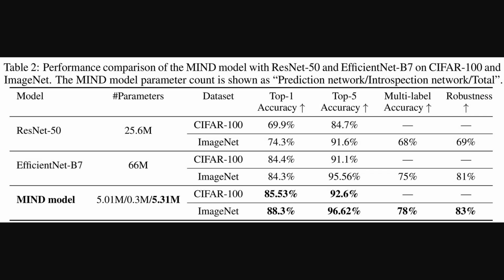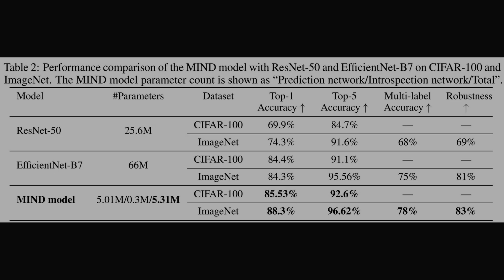Okay, so this table on page 8 really drives home the efficiency point we've been discussing. On ImageNet, the MIND model achieves a remarkable 96.62% top 5 accuracy, with only 5.31 million parameters. This significantly outperforms both ResNet50 and EfficientNet B7, which use substantially more parameters, underscoring the power of its adaptive computation. It's a clear win for efficiency and performance.